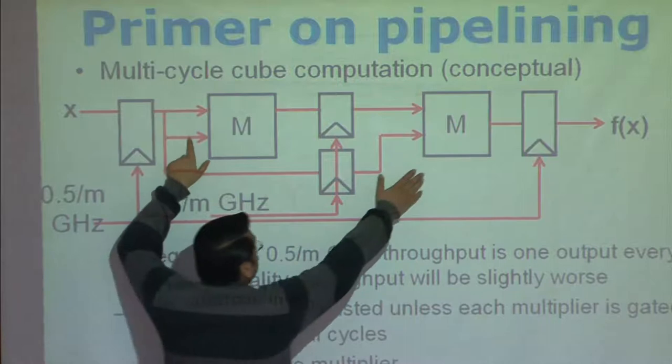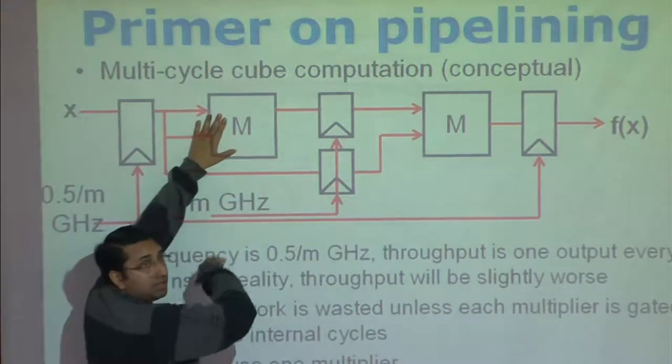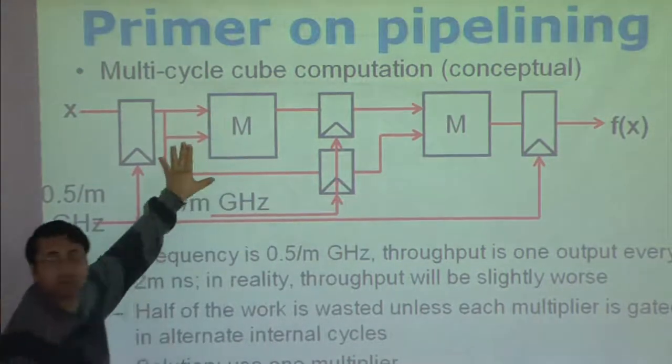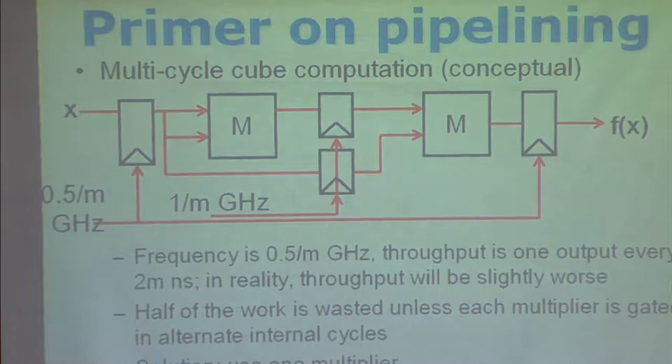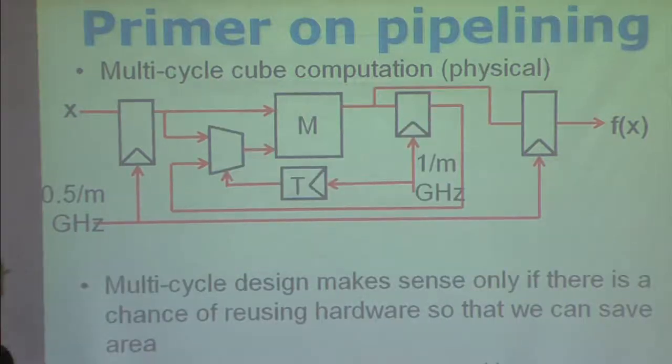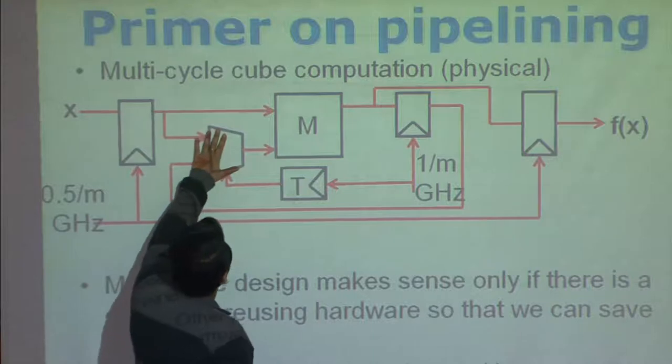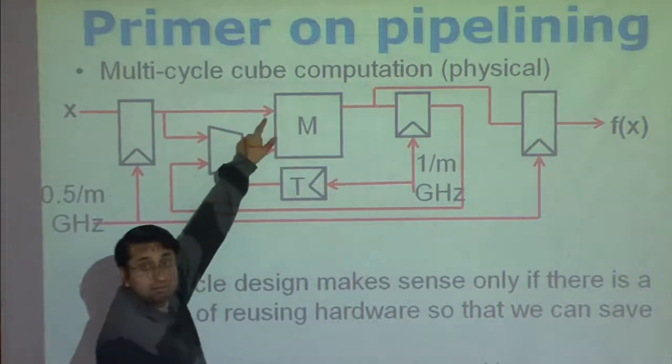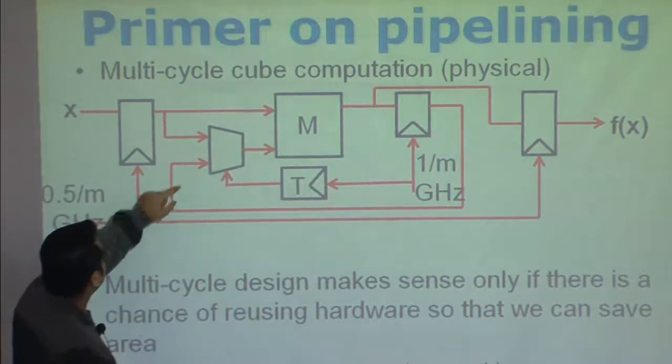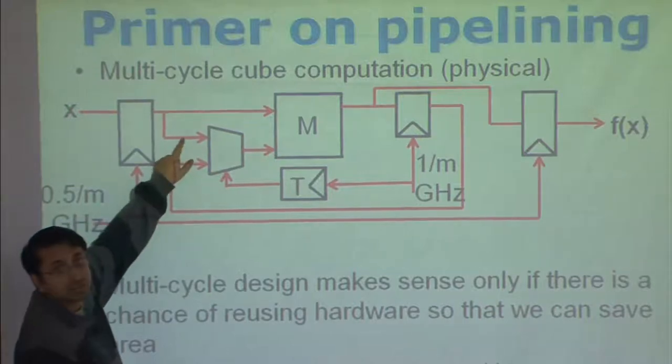So when you bring this here, you have to now resolve the inputs correctly. Okay. So let's see how to do that. We put a multiplexer here, okay? So one input is x all the time. The other input switches between x squared and x.